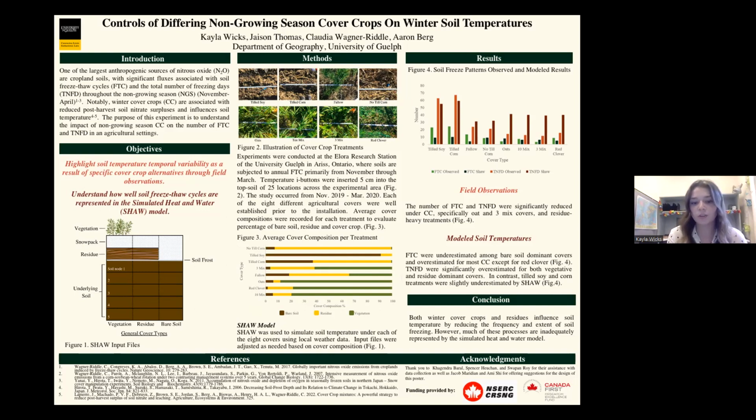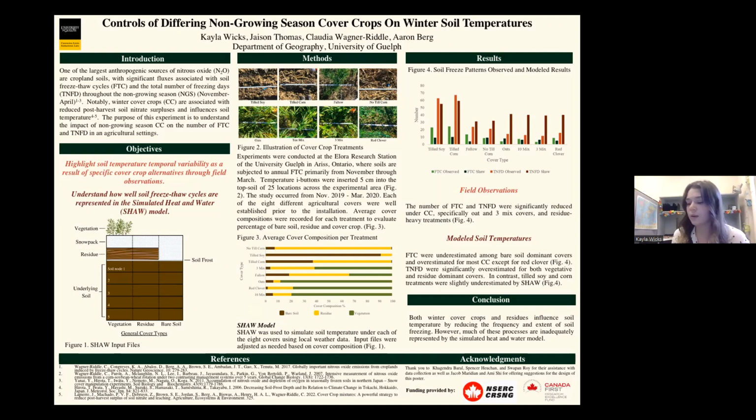The SHAW model was used to simulate soil temperature under each of the 8 covers using local hourly weather data, and input files were adjusted as needed based on cover composition. And these input files are in this schematic just over here. So something that was bare soil dominant, like the no-till corn, would have underlying soil node input files as well as a snowpack. In contrast, something that had vegetation, such as the red clover, had vegetation, snowpack, residue, and the underlying soil input files.